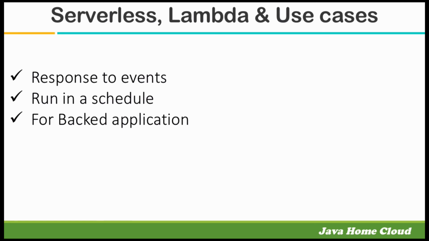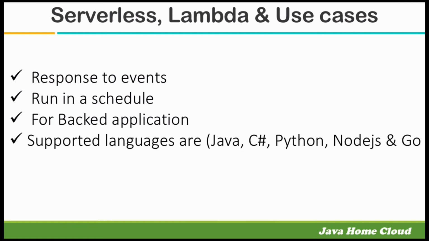We can also use Lambda for backend applications. Let's say we have a traditional web-based application where we build REST APIs, and when we send any request to the REST APIs, it executes some code. That code can be written in Lambda, and that in turn can persist the data into DBs. The clients can be a mobile application, web browser, a tablet, or any kind of application. These are the languages Lambda supports. We can write Lambda logic in Java, C Sharp, Python, Node.js, and Go.